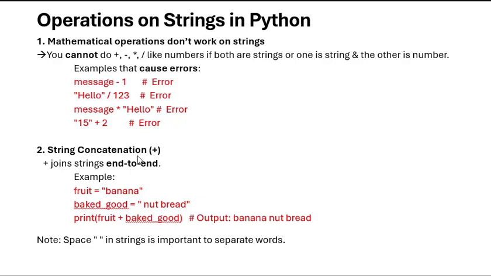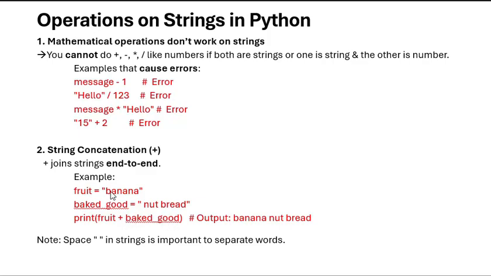String concatenation. Here we have one more concept, which is string concatenation. The plus is used to join the strings end to end. Let us see how exactly it will work. fruit is equal to banana. baked_good is equal to nut bread. print fruit plus baked_good. Here they have taken two variables, fruit and baked_good, and they have assigned some values to them. For fruit they have assigned banana. For baked_good they have assigned nut bread. Here in print they have taken fruit plus baked_good.